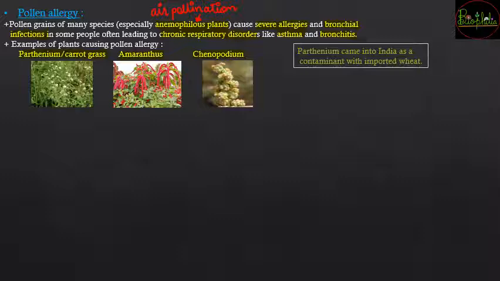Now a very important point regarding parthenium is going to be, parthenium जो है that was not originally found in India. वो गलती से आ गया था in India as a contaminant, यानी it was not purposely brought, but by mistake along with the imported wheat it had been introduced to India. Now because of this parthenium, many people suffer from these pollen allergies.